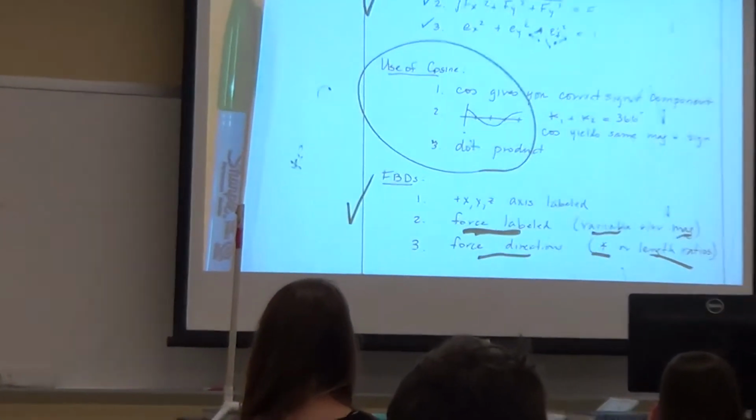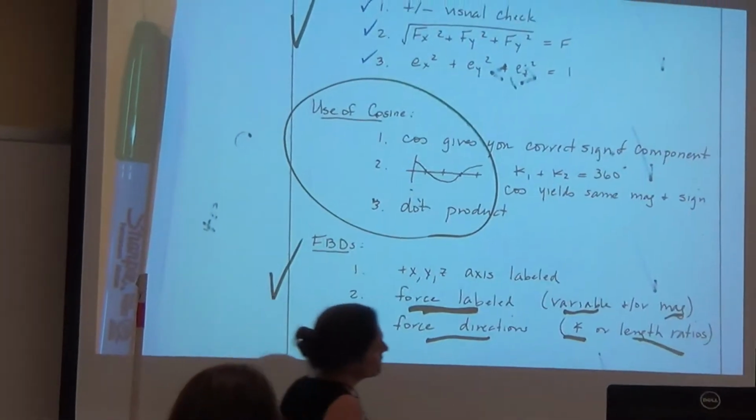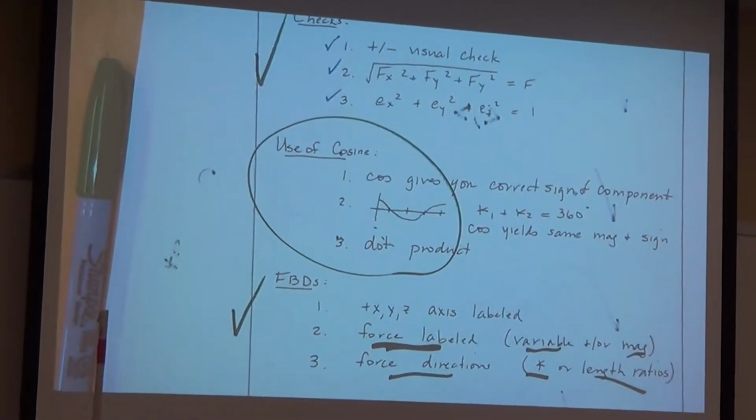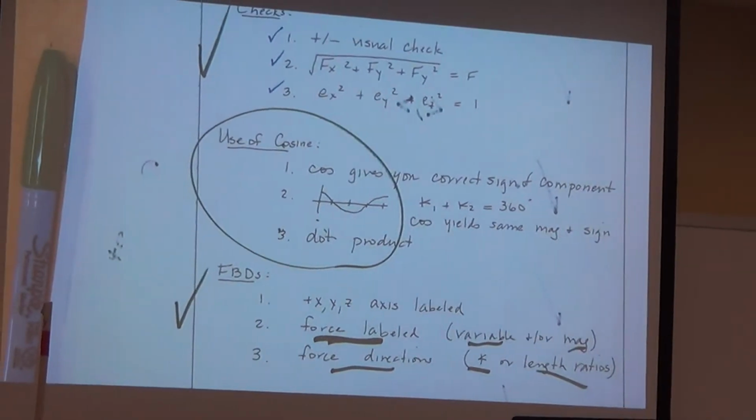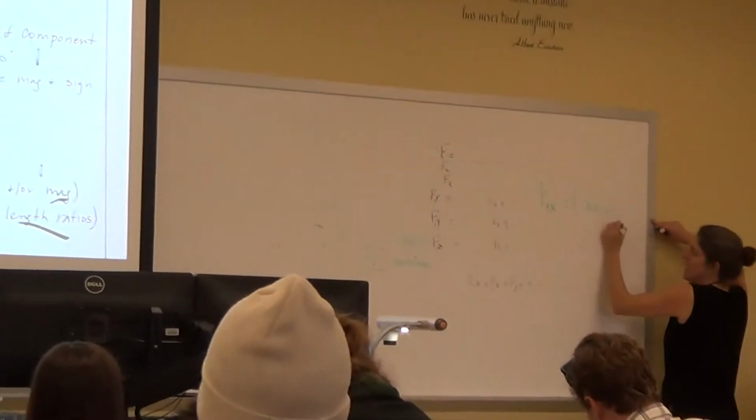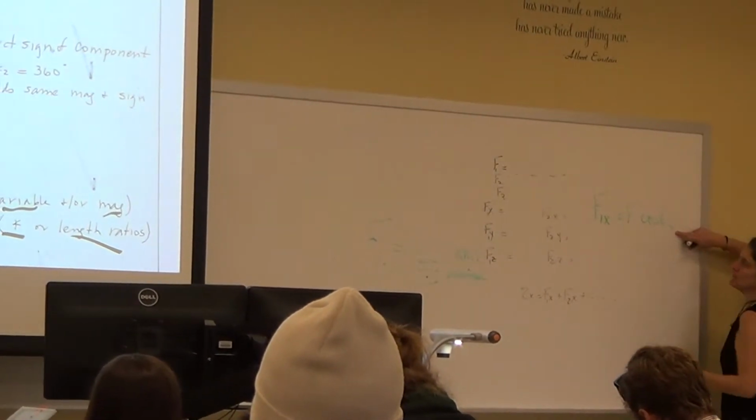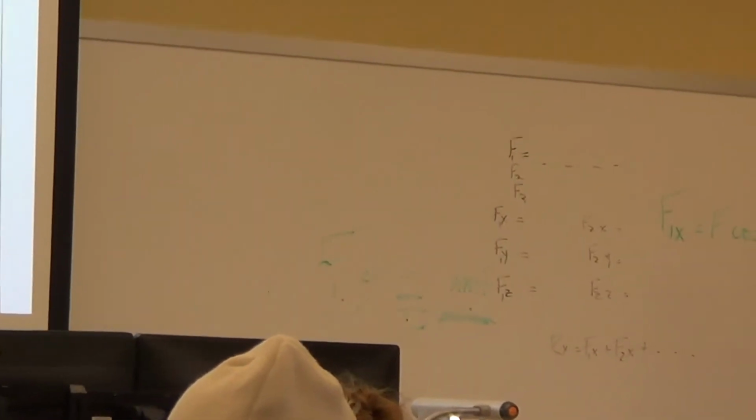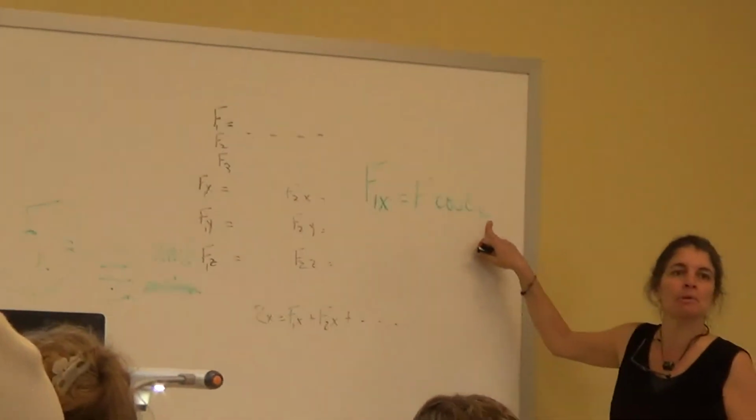So when you say F1x is equal to F times the cosine of the angle theta x, you're going to get the correct sign, because with the sine function, you have to remember to put it in.